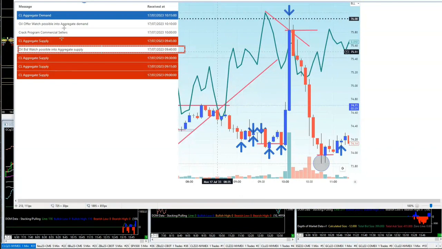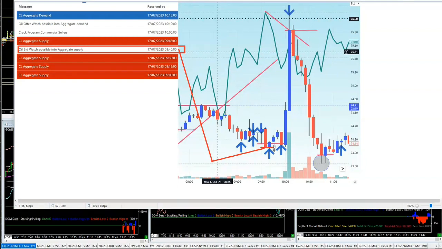So what happens next? Well, at 940, which is on this candle here, this is a 5-minute chart. This is the candle that happens at 940, this red candle. You'll be able to see this little comment here: Oil, bid watch, possible into aggregate supply. The very next candle, of course, gave us the aggregate supply. We can see that 940, 945 starts to give us that aggregate supply. This is 930, 935, 940, 945, 950. So this is the trade phase there.